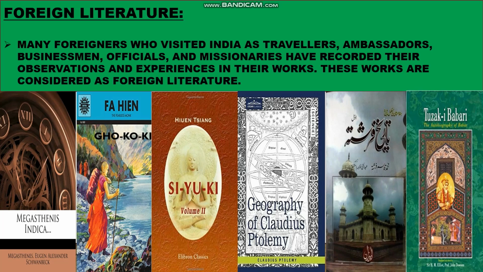Now, let's see some examples of foreign literature. Megasthenes has written Indica. And next, Fahian. Fahian has written Go Ko Ki. And third, Huan Swang. Huan Swang has written Si Yu Ki. And fourth, Ptolemy. Ptolemy has written Geography.